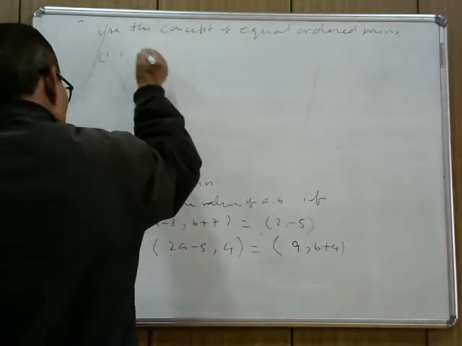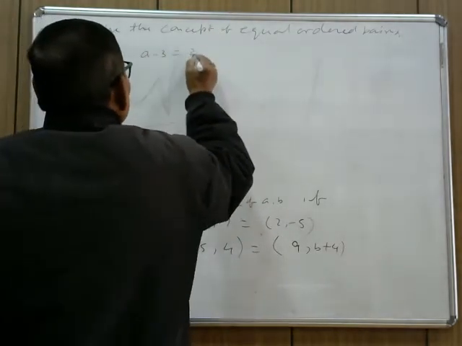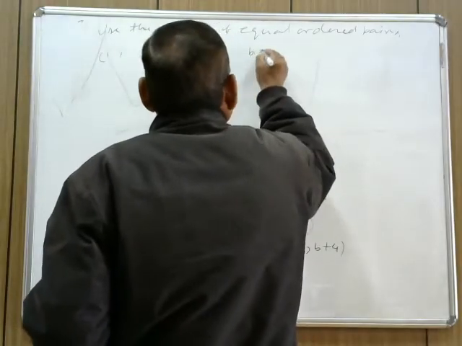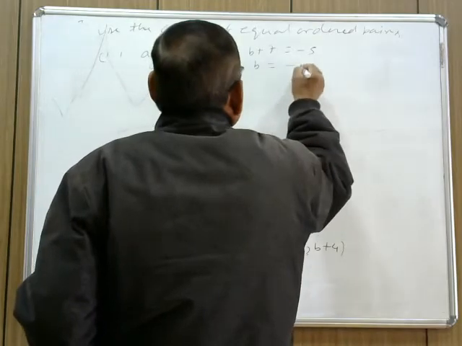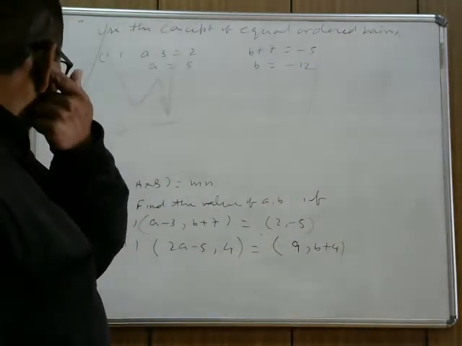Use this: A minus 3 is equal to 2. This implies that A is 5. B plus 7 is equal to minus 5, so B is equal to minus 12. So A is 5 and B is minus 12.